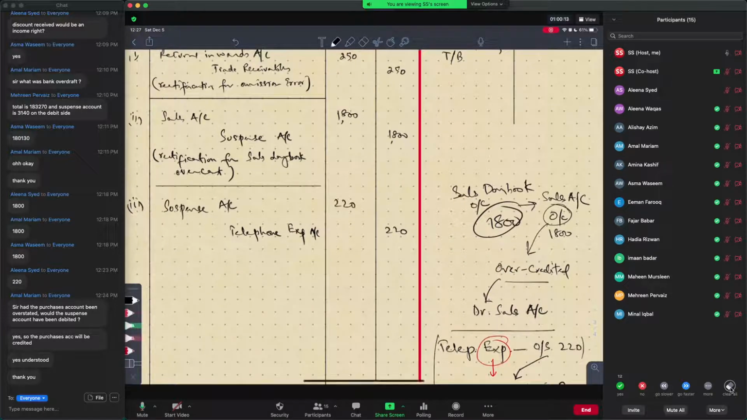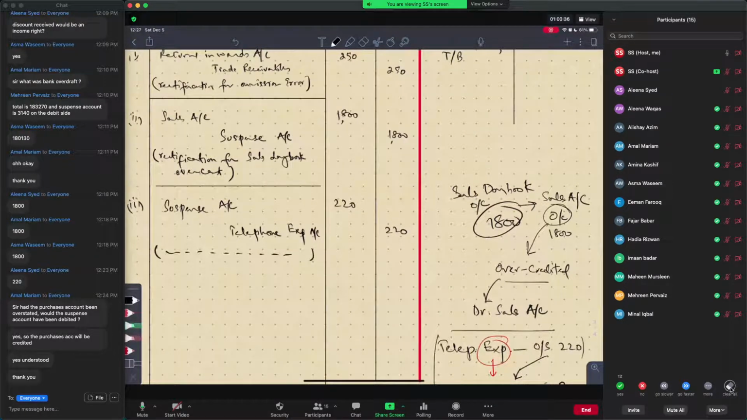So you never think of error rectification from the suspense account perspective. Suspense account will find its way. If the suspense account needs to be invoked in a rectification, it will find its way. You just have to fix the existing errors. That's all. So now you're going to write the narrative. You're representing a rectification for the telephone expense account overstated.